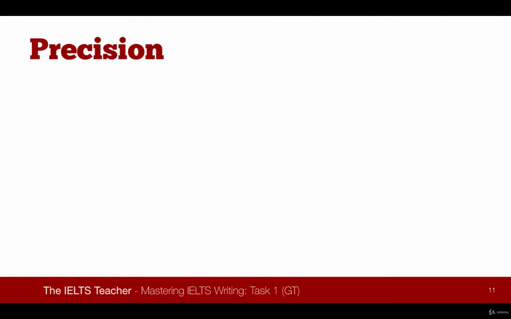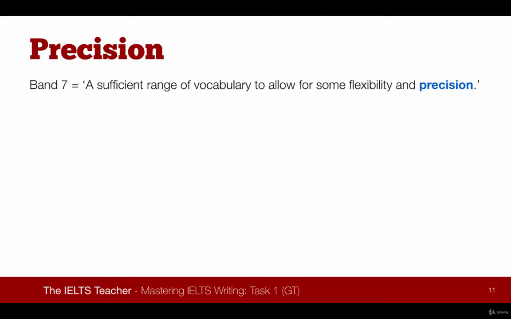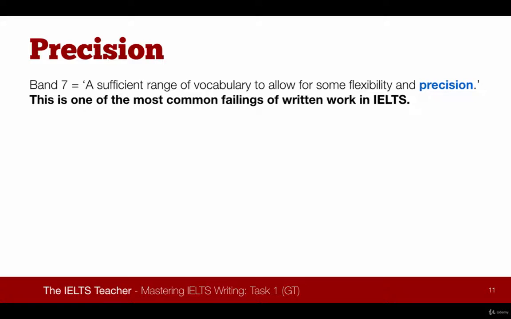Now let's move to precision. So, returning to the band descriptors. In order to score a band 7, a sufficient range of vocabulary is required to allow for some flexibility. We've talked about flexibility with regards to range and precision. Now, this is one of the most common failings of written work in IELTS.